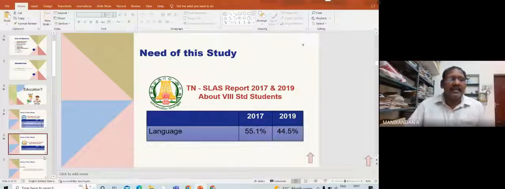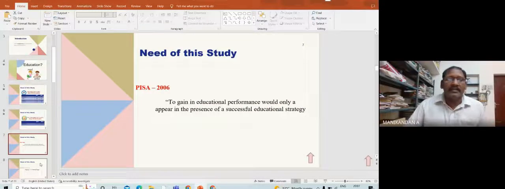In this case, I take this experimental research. So how can we improve the student language learning skill? PISA, which stands for Programme for International Student Assessment, 2006 report is quoted: gains in educational performance would appear only in the presence of successful educational strategies.